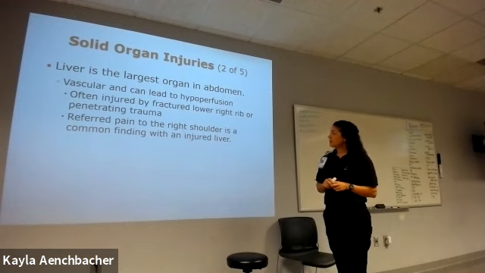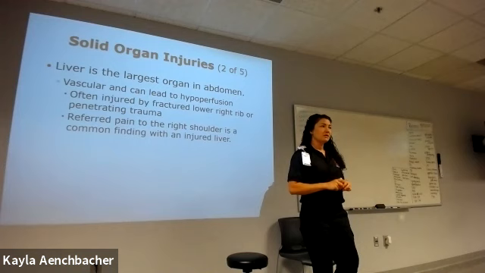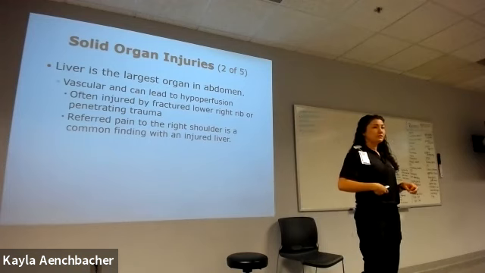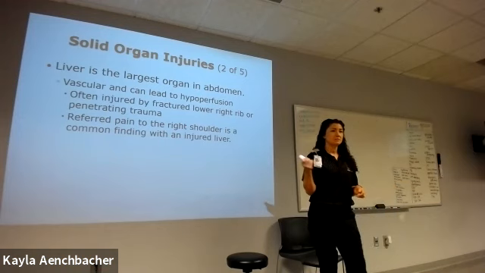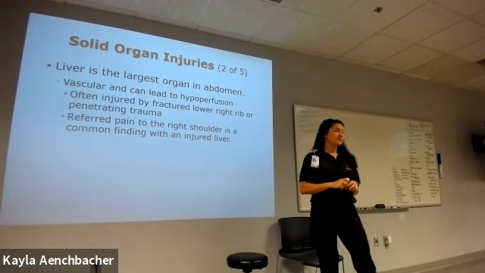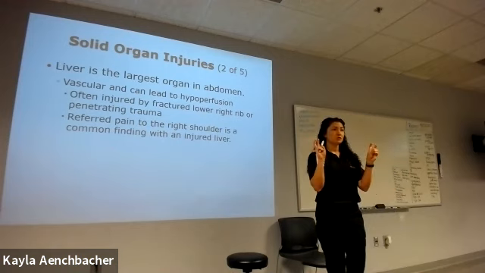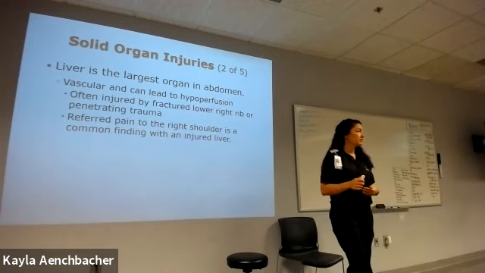So referred pain, again, remember the gallbladder has that referred pain that goes up to the right shoulder. The liver also has that referred pain that could possibly go up to the right shoulder. But again, take a step back, look at your MOI, and make sure that it's not just shoulder pain, that it could possibly be liver involvement.